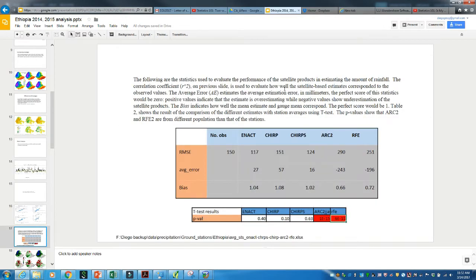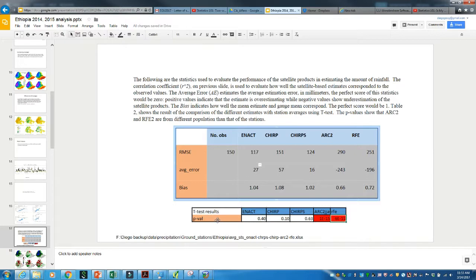Then I got here some error analysis. The one that is telling us very clear is this average error. ENACT is 27, chirp is 57, chirps is 16. So these are a little bit overestimating, while the ARC2 and RFE are negative, very high negative values compared with the stations. So this is telling us that RFE and ARC are much lower than the average of the stations.